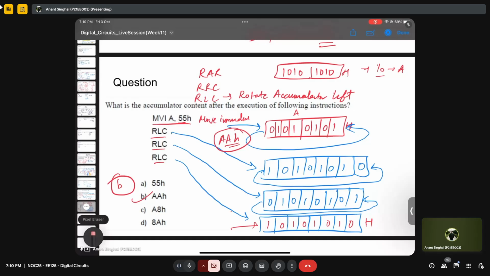Okay, so please quickly try out this. Let's say, instead of 55H, we had an accumulator which is 34H, and the same operation is happening. Please quickly let me know the answers in the chat box. Take 2 minutes and let me know the answer.